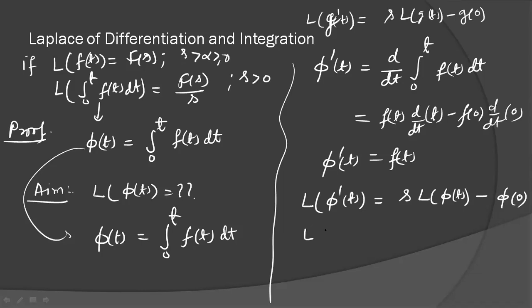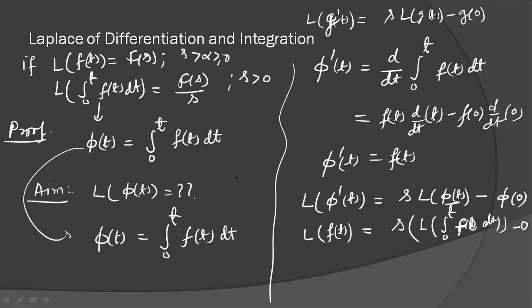So it is Laplace of phi dash t. Phi dash t is your ft only. And what is your phi t? Phi t is your integration 0 to t ft dt, small ft dt, because we have assumed phi t as the integral from 0 to t of ft dt.